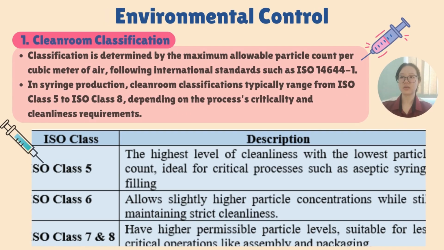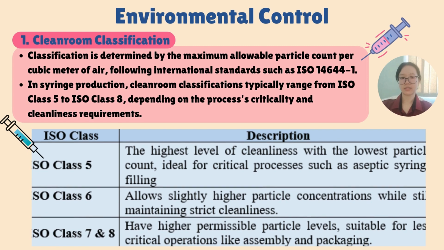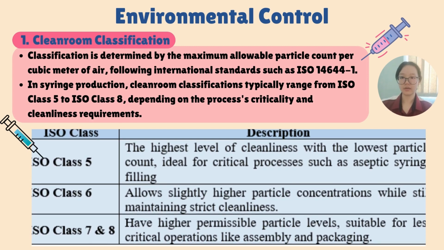This slide covers the clean room classification, which is based on the maximum allowable particle count per cubic meter of air, according to standards like ISO 14644-1. In syringe production, clean rooms typically range from ISO Class 5 to Class 8, depending on how critical the process is and the level of cleanliness required. ISO Class 5 is the cleanest, ideal for aseptic processes like syringe filling. ISO Class 6 allows slightly more particles but still maintains strict control. ISO Class 7 and 8 have the highest permissible levels, used for less critical tasks such as assembly and packaging.